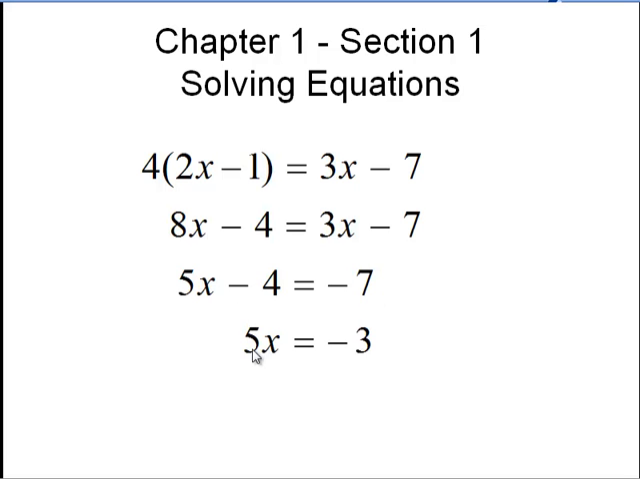So what's left on the left is 5x. The right is negative 3. And then to move the 5, we divide, so x is negative 3/5.